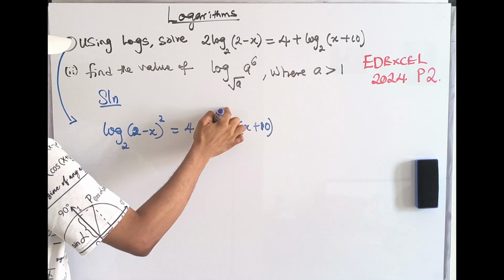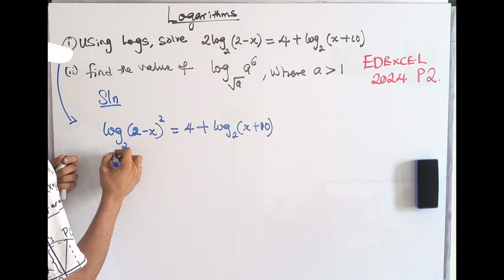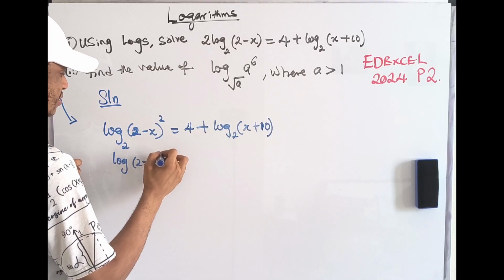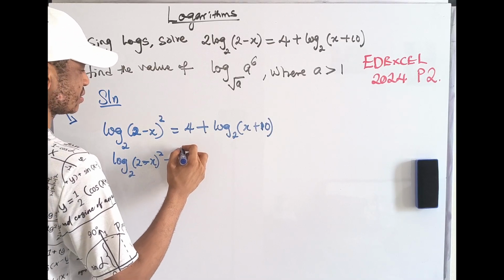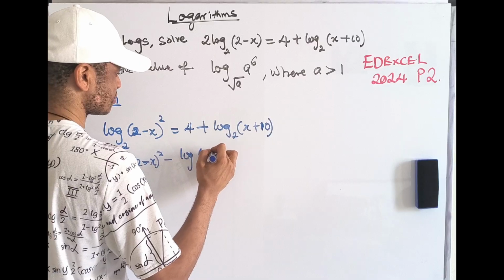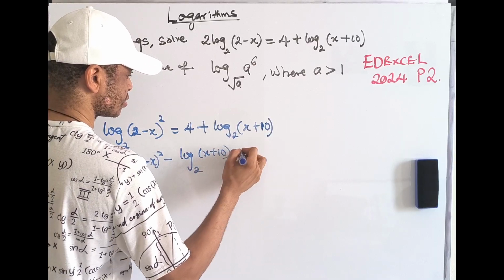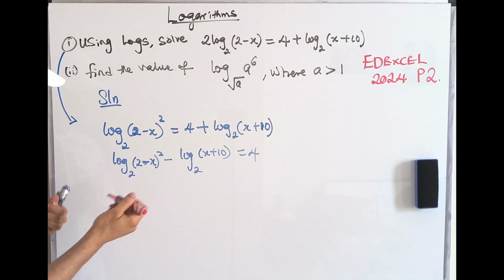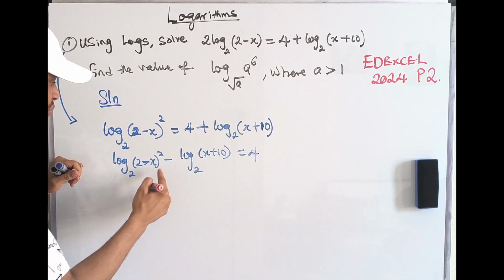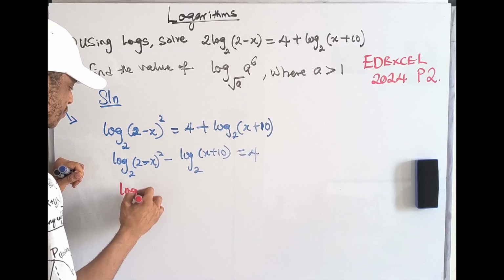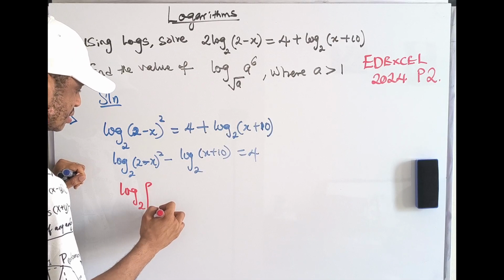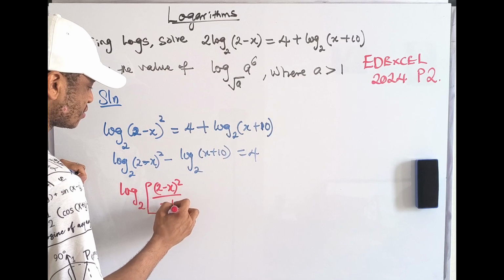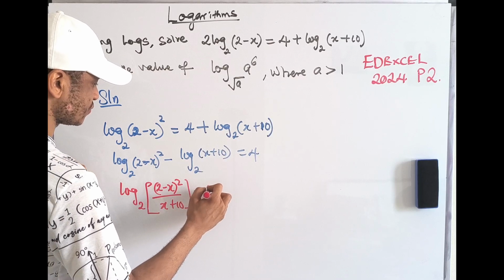Okay, now I will move this here. So that will be log of 2 minus x to base 2 minus log of x plus 10 to base 2 is equal to 4. All right, so now I will apply the rules of log, which says minus is divide. So log of (2 minus x) squared over (x plus 10) is equal to 4.